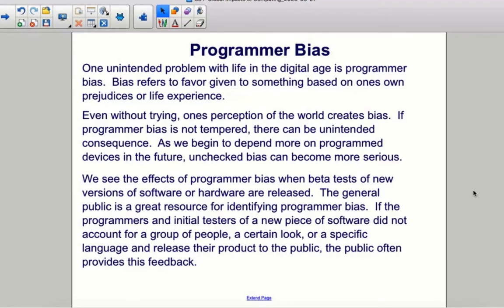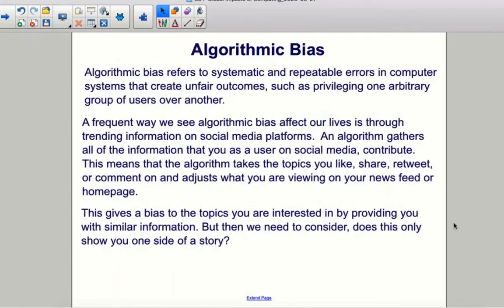We see the effects of programmer bias when beta tests of new versions of software or hardware are released. The general public is a great resource for identifying programmer bias. If the programmers and initial testers of a new piece of software did not account for a group of people, a certain look, or a specific language, and release their product to the public, the public often provides this feedback.